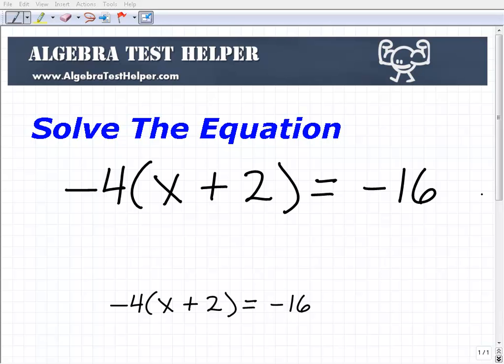Okay, so let's go ahead and solve this equation here. We have -4 times (x plus 2) equals -16.